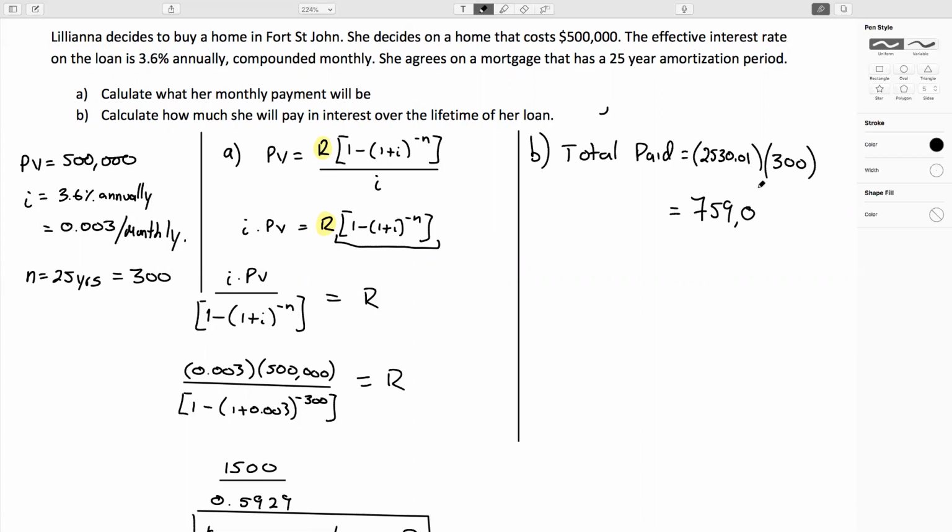Sorry, $759,004.07. Now let's figure out how much she's paid in interest. We take this and subtract the actual present value, so $759,004.07 minus 500 grand. She paid $259,004.07.